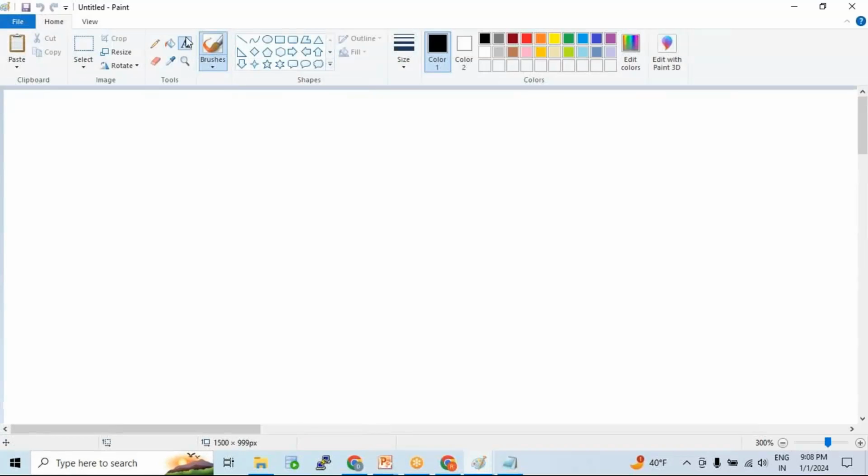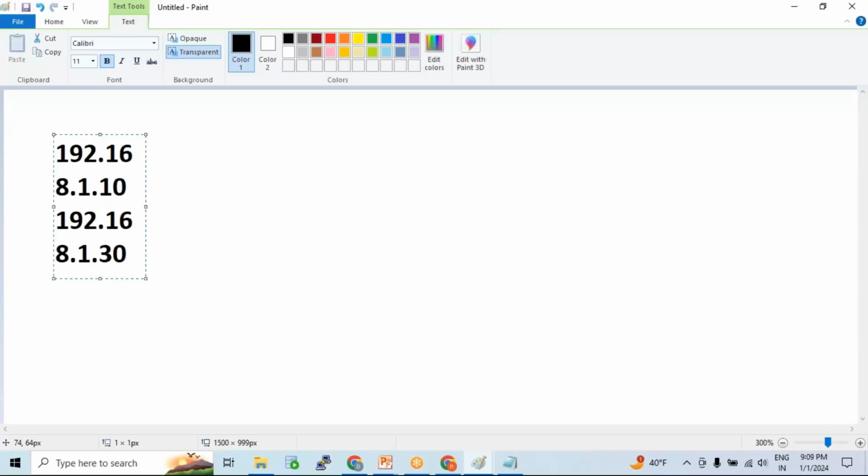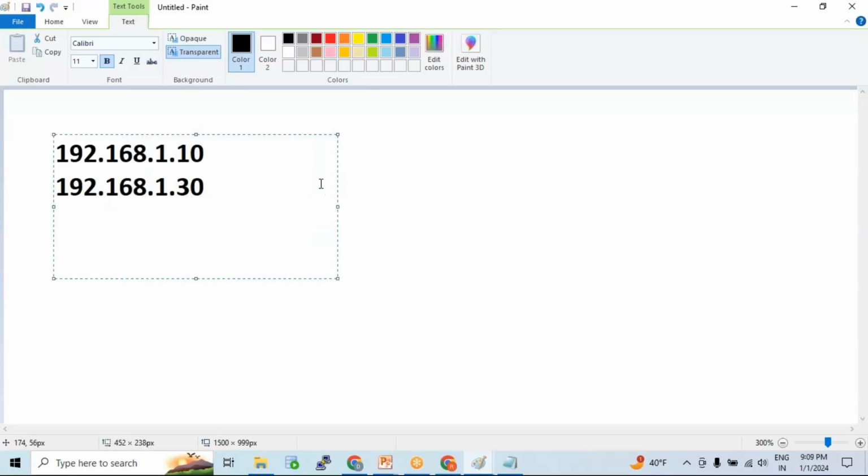Maybe I feel better here, right? I will give you 192.168.1.10. I will give you 192.168.1.30 as an example, guys. So these are the two IPs that are actually configured for two different servers.